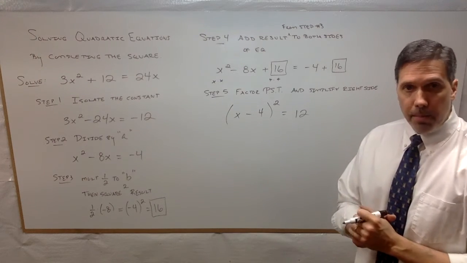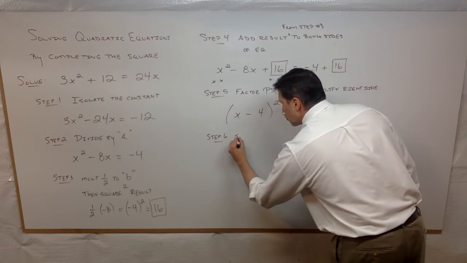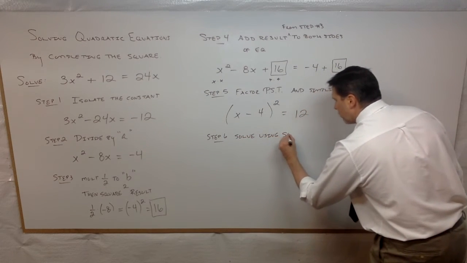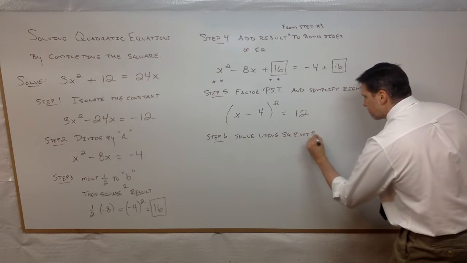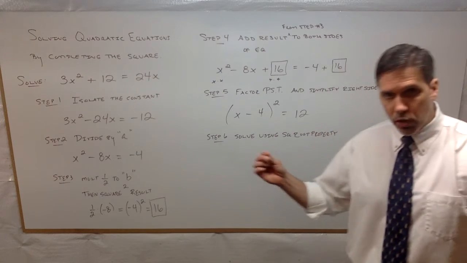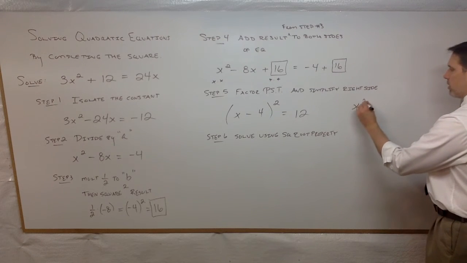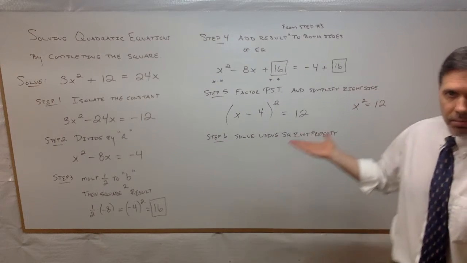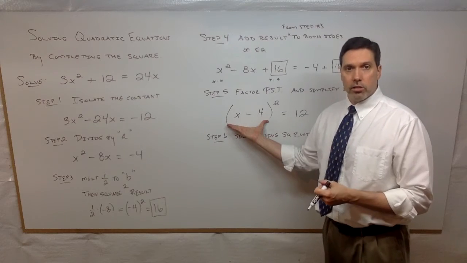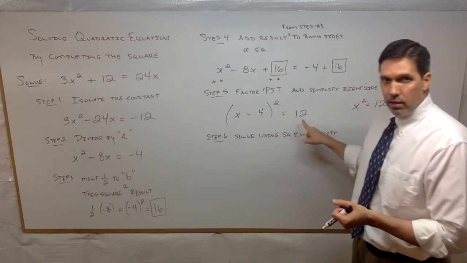Okay, last step, step 6. Solve using what's called the square root property. Now, the square root property, remember, was reserved for when you had x squared equals a number. So if I had x squared equals a number like 12, yeah, we're in business. X equals plus or minus the square root of 12. Okay, well, we have something just as good. We have x minus 4, which is still a number, to the second equals 12.